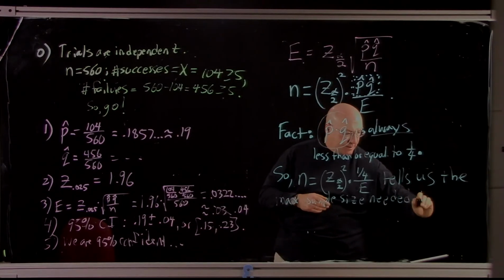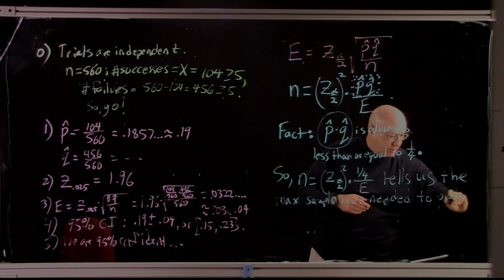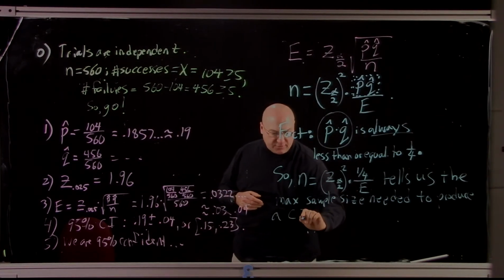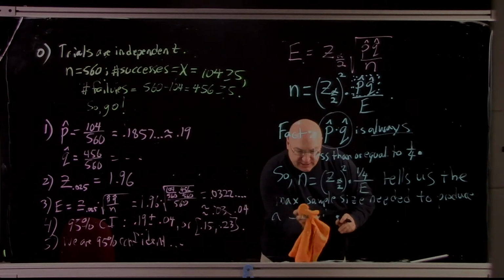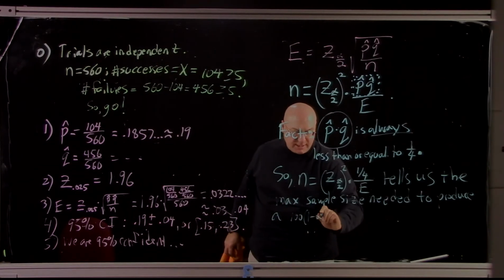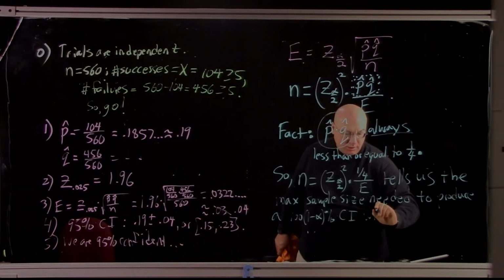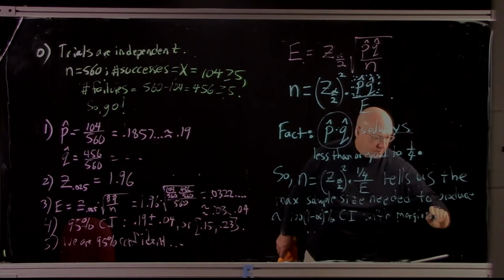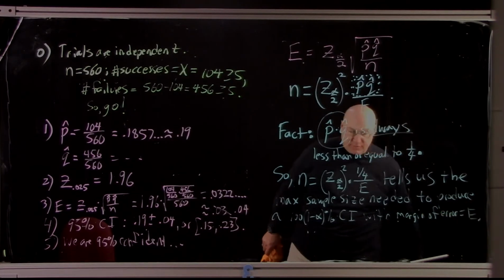needed to produce a 100(1 minus alpha)% confidence interval with margin of error equal to whatever value you pick for E.